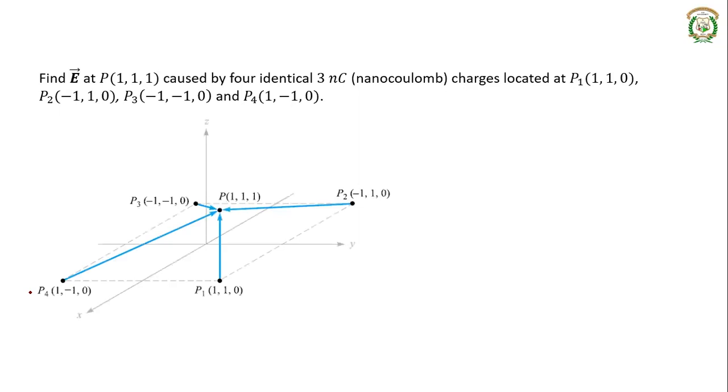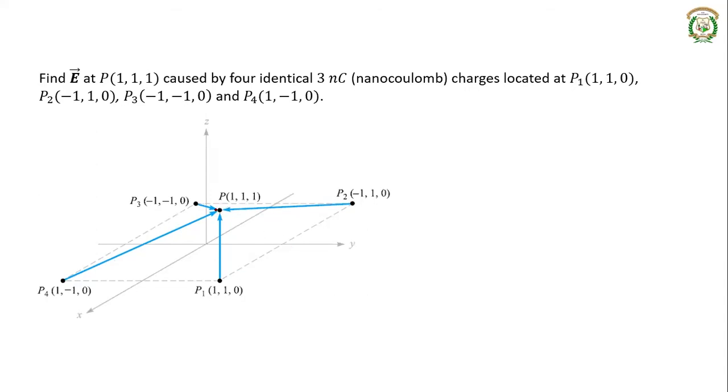If you try to visualize this, you're going to get this. This is the x axis, y axis, z axis. Point P1 is 1 unit in x direction and 1 unit in y direction. Z is 0, so it is on the xy plane. Point P2 is minus 1 comma 1 comma 0, so it is minus 1 unit in the minus x direction. P3 is minus 1 in x and y. P4 is 1 unit in x, 1 unit in minus y direction. So these are the 4 points.